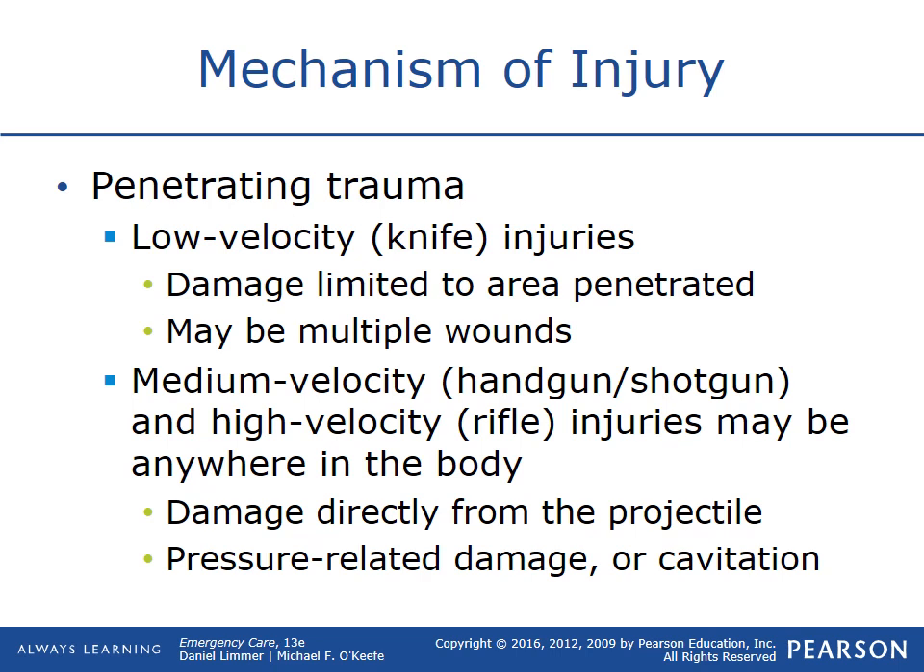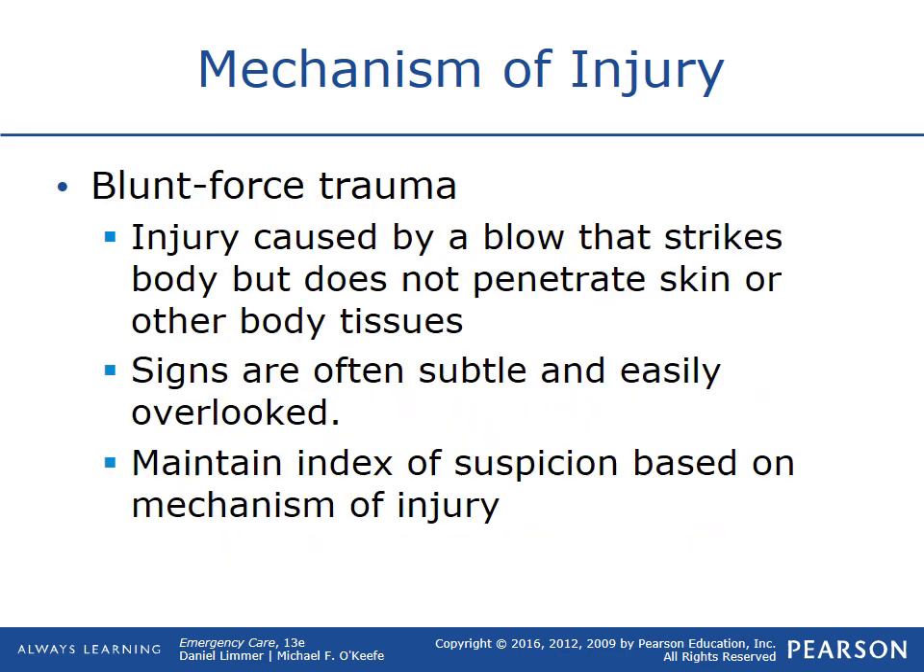Medium velocity would be a handgun or shotgun, and high velocity would be a rifle. And then these injuries might be anywhere on the body. But with high velocity, you're not only going to have damage directly from whatever projectile, bullet, or whatever went through, but you might have damage which is pressure related to the spinning or the fragmenting of the bullet. So the tissue around it will also be damaged.